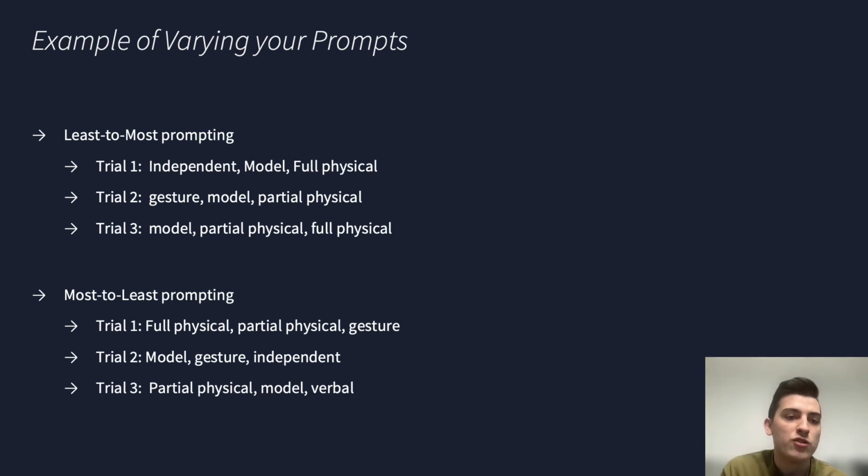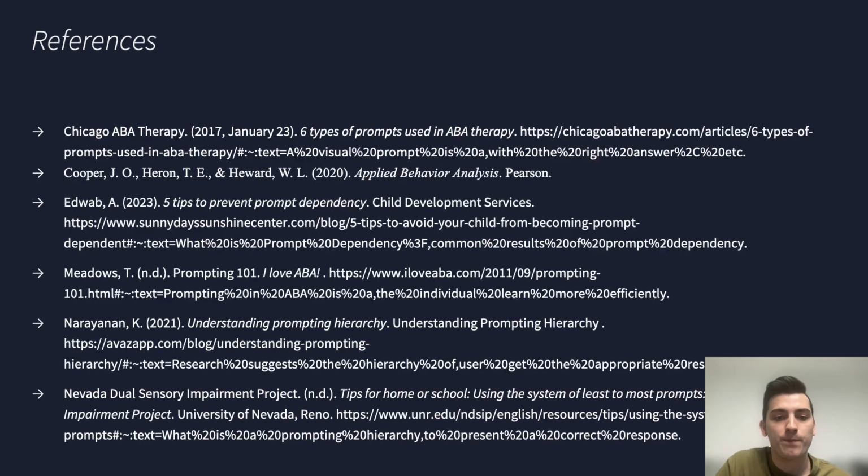Most to least prompting in trial 1 can look like full physical down to a partial physical to a gesture. Trial 2 could look like a model to a gesture to an independent prompt, and trial 3 can start with a partial physical prompt, a model prompt, followed up by a verbal prompt.